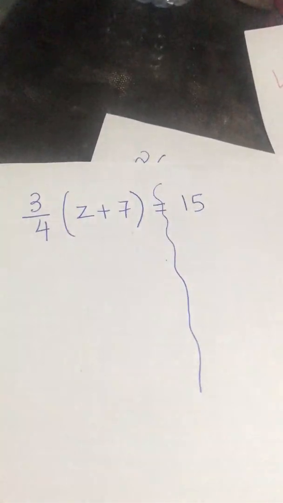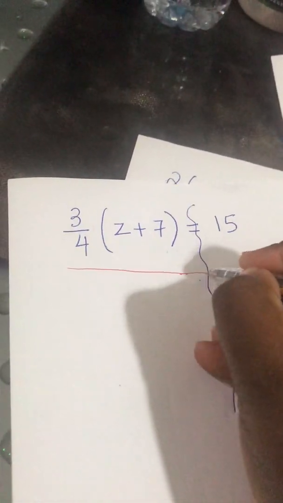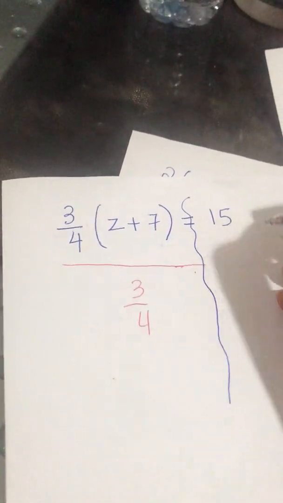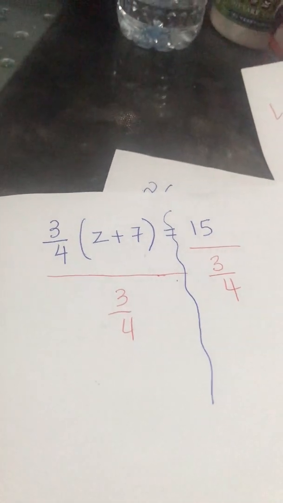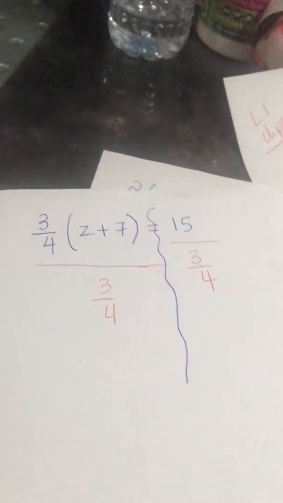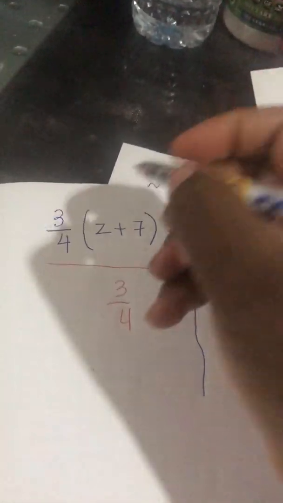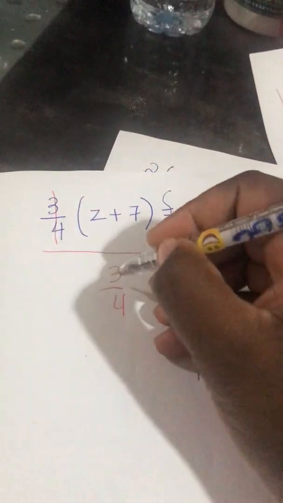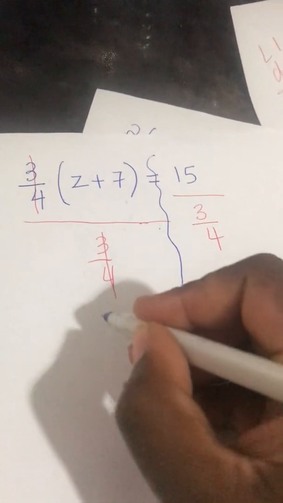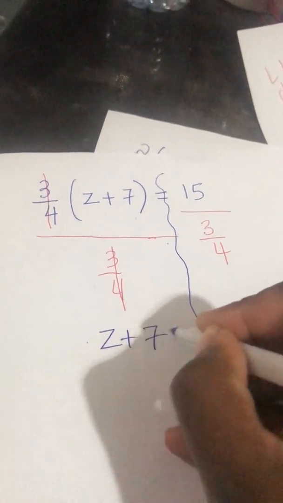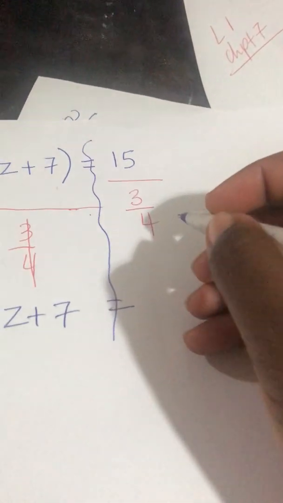Okay, then you can divide both sides by 3/4. Remember lesson 1 or lesson 2 in term 1. We did complex fractions, remember? So you cross out this 3/4 and this 3/4, and you're left with z plus 7 equals 15 divided by 3/4.